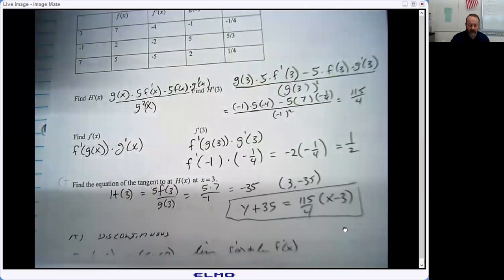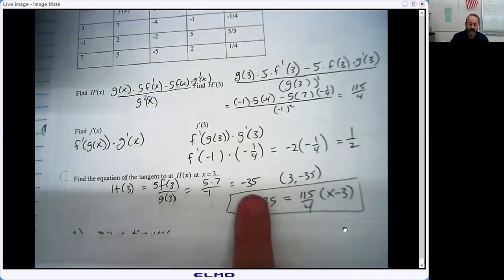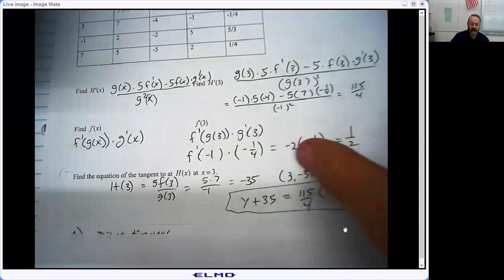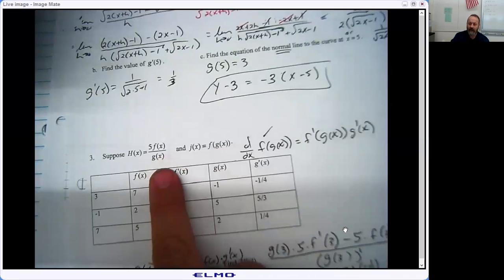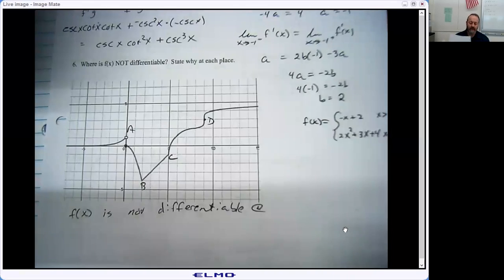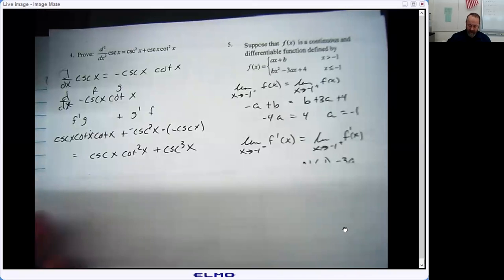And then, of course, the equation of that tangent line, I need to find out what the original point was. So I did find h of 3. And when I plugged in 3 and I went and got it, I got -35. And of course, I'm borrowing the tangent from this portion right here because it was the tangent to h. And remember, h was originally defined as the function with the 5 f of x's over g of x. So that was page number 2. All right, going on to page number 3.